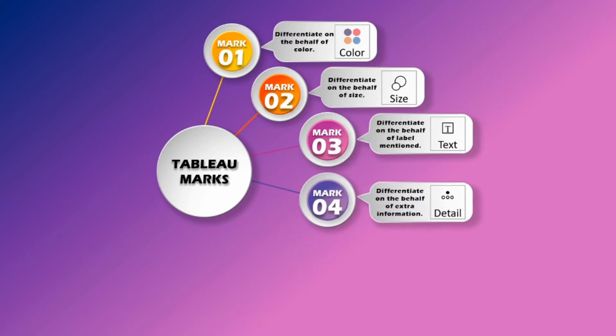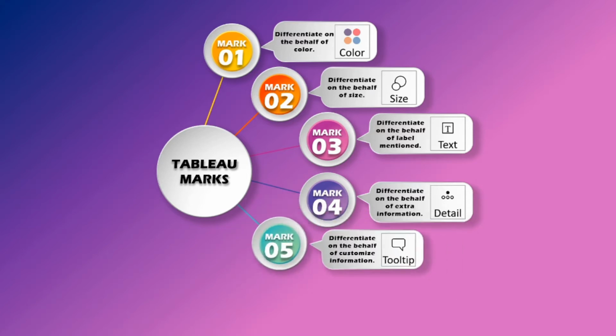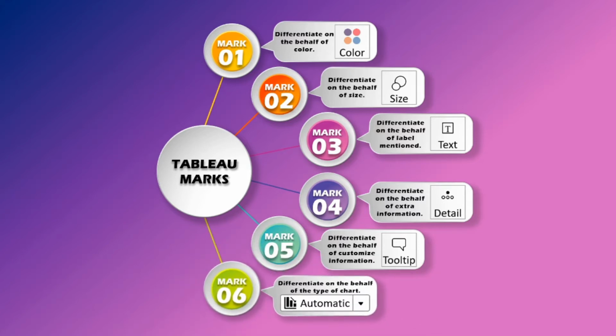Then we have detail. Detail is important as it helps to visualize extra information for the marks in the view. Then we have tooltip. Tooltip can be referred to as an extended version of detail, where custom values can be added for hovering data or for detailing data. Next, selecting charts. Data that is represented in charts can also be visualized in various forms by selecting the type of chart.